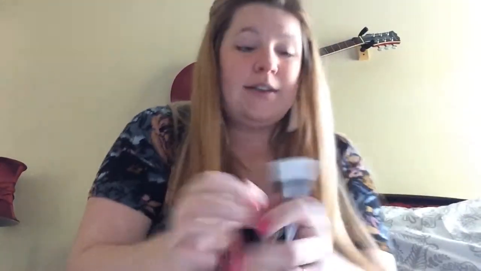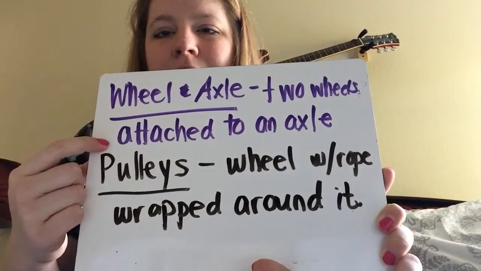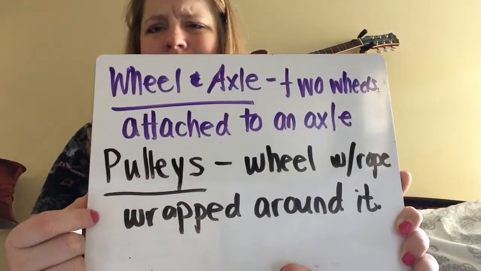I'm going to go ahead and add the last one. It's a pulley. You guys probably already know what a pulley is, but still, pulleys. It's a wheel with rope wrapped around it. And I'll show you some pictures here to really help you out. Ta-da! All right, there's your last of your notes. Wheel and axle, 2 wheels attached to an axle. Pulley is a wheel with rope wrapped around it. So you might be thinking, well, what does that mean, Mrs. Greenwald? Here are some examples, guys.